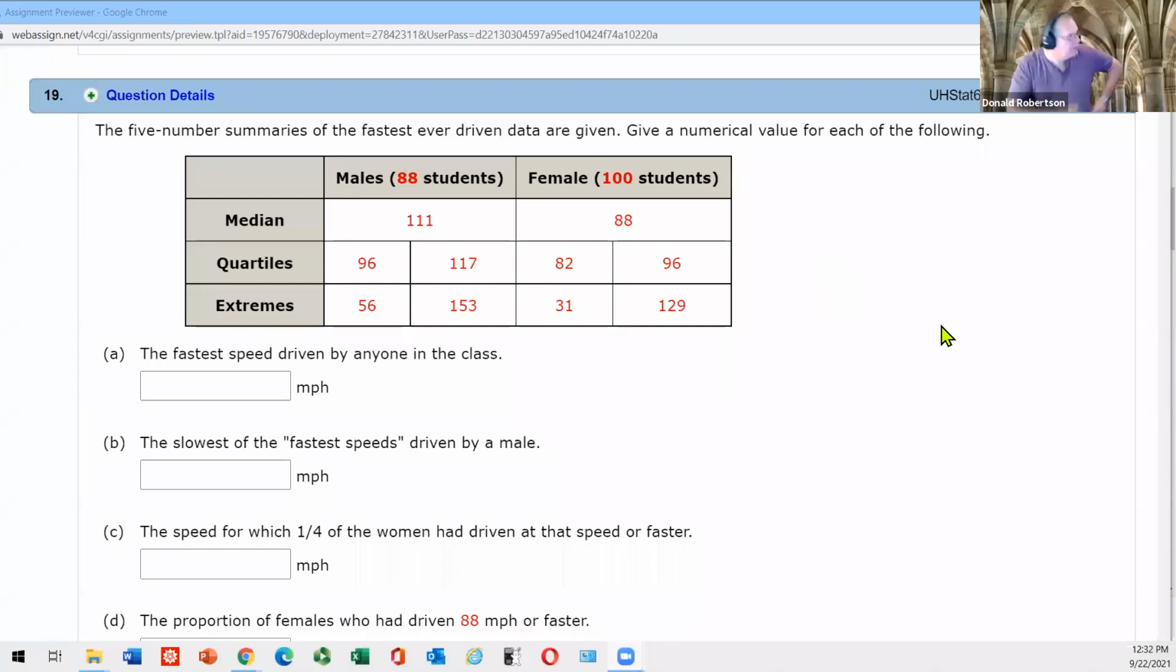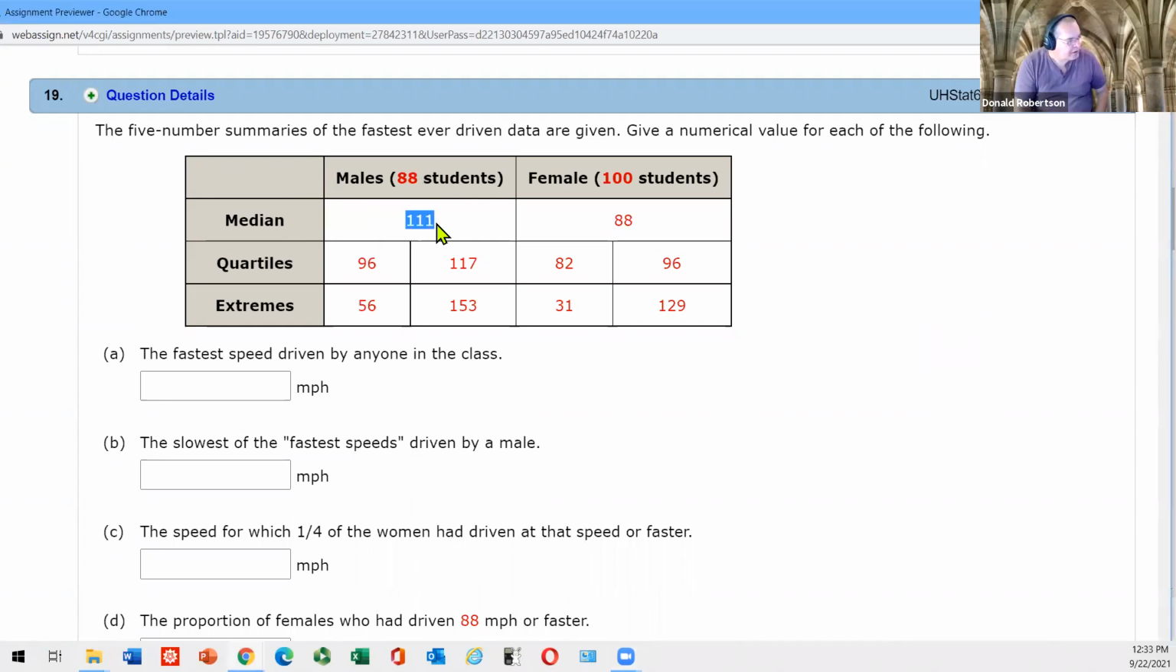So let's do it. The 2 questions, oh, I should have called them 18 and 19. I did, they're here, they're 19 and 20. So let's show you them and try and make sense of how they phrased it. So here is a 5-figure summary for the fastest ever driven data. They asked 88 guys, what's the fastest you've ever driven a car or a motorbike, I guess? And they asked 100 females the same question. And these are the 5-figure summaries.